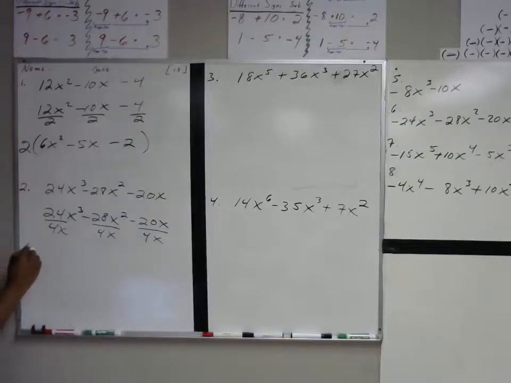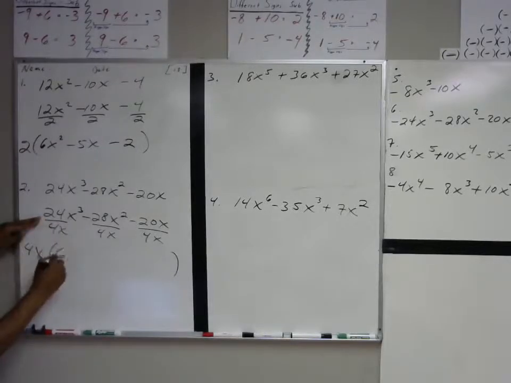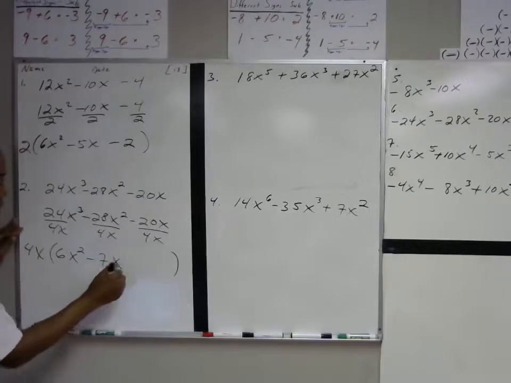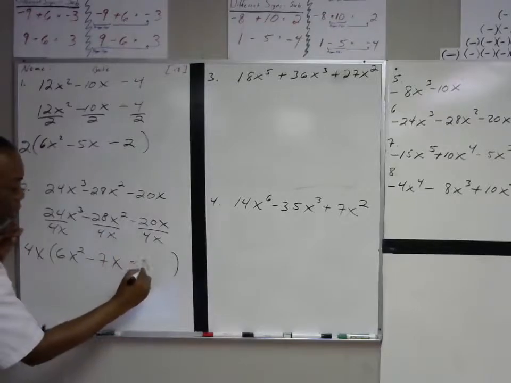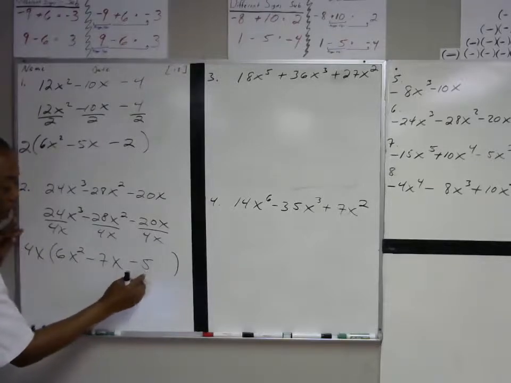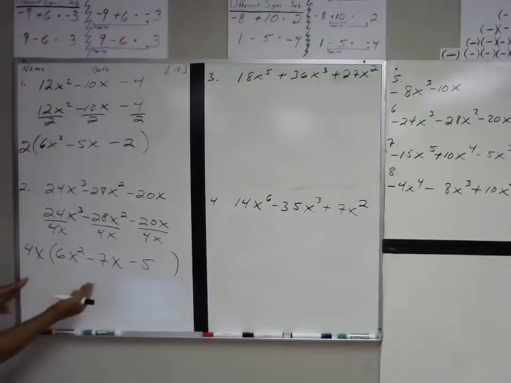So we'll write 4x here in the parentheses. And then we'll start the process of dividing. 24 divided by 4 is 6. X to the third power divided by x leaves x to the second power. Negative 28 divided by 4 is negative 7. X to the second power divided by x leaves x. Negative 20 divided by 4 is negative 5. And x divided by x cancels to 1. And 1 times negative 5 is still negative 5. And so this is what the problem was originally before multiplication.